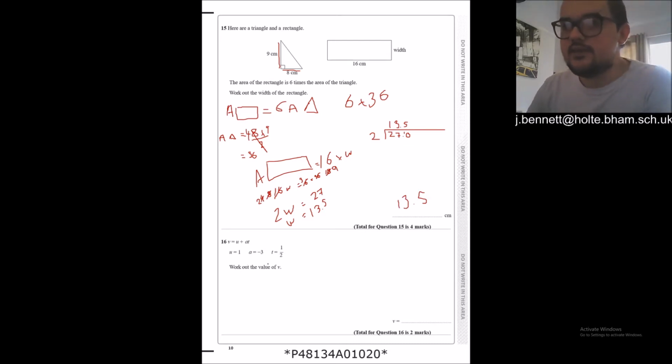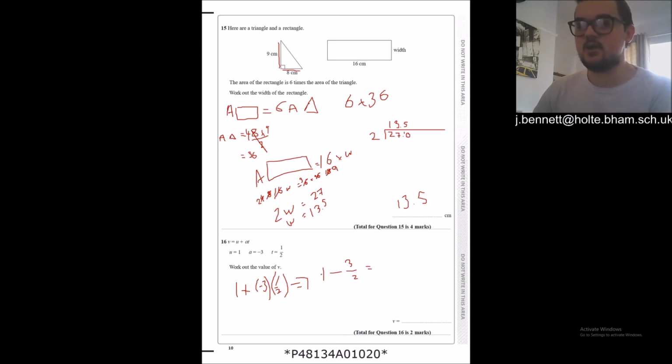Next question. v equals u plus at. Work out the value of v. Okay, so u is 1, plus a, which is minus 3, multiplied by t, which is a half. So this simplifies as 1 plus minus, so minus times a plus is a minus, 3 over 2. Because 3 times a half is 3 halves, 3 over 2, and it's a minus. So what's 1 minus 3 over 2?